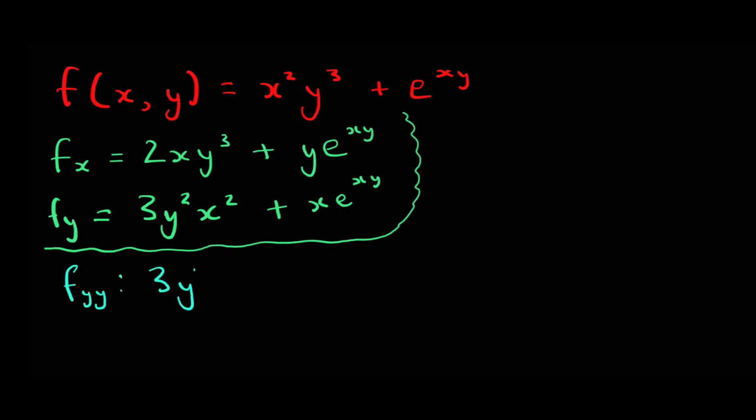Once again, we need to start with f subscript y, and then we need to differentiate again with respect to y. Doing that, the 3y squared x squared is just going to become 6x squared y, and then the x times e to the power of xy is going to become x squared times e to the power of xy, because we multiply by the derivative of the exponent of the e term. So those are the four second order partial derivatives.